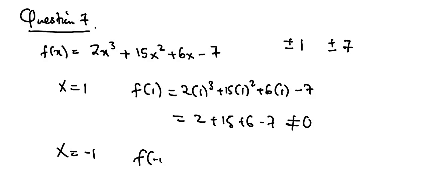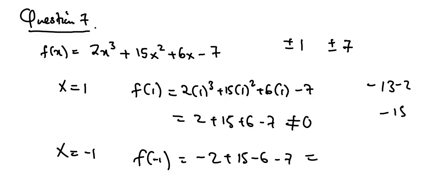Then f of negative 1, if you check, it will be negative 2 plus 15 minus this minus that. This here is going to give us negative 6 and 7, that's going to give us minus 13, then minus 2, that is negative 15, and this 15, together we get a 0, right?